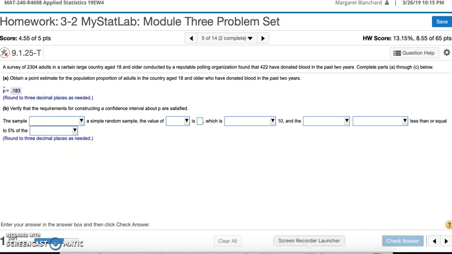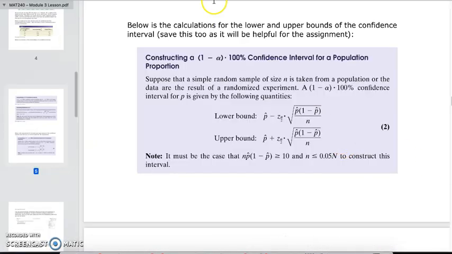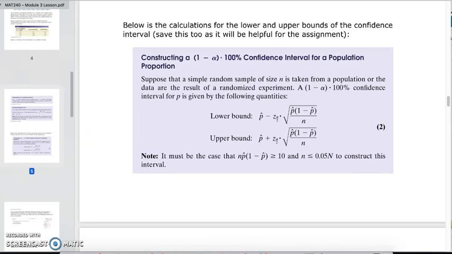All right, verify that the requirements for constructing a confidence interval about p are satisfied. Let's take a quick look at the lesson from last week from Module 3. It's got the requirements here. What we first need to look at is that it's a simple random sample of size n, and that n times p hat times 1 minus p hat is greater than or equal to 10, and that the sample size n is less than or equal to 0.05 times the population, or that the sample is less than or equal to 5% of the population size.